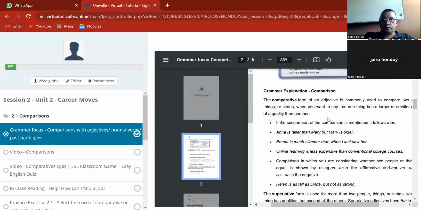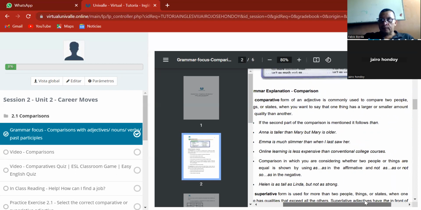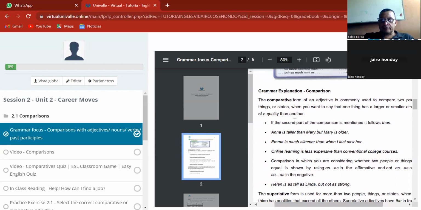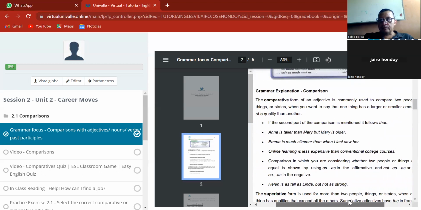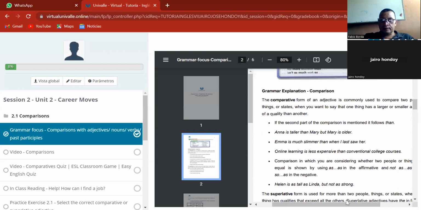Grammar explanation. The comparative form of an adjective is commonly used to compare two people, things, or states when you want to say that one thing has a larger or smaller amount of a quality than the other. If the second part of the comparison is mentioned, it follows than. This is an example: Anna is taller than Mary, but Mary is older.